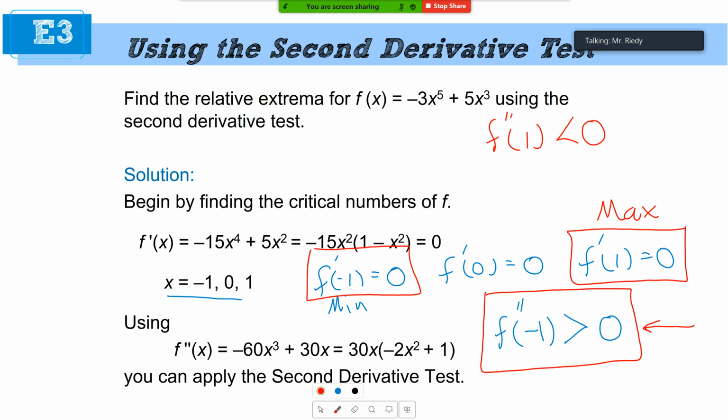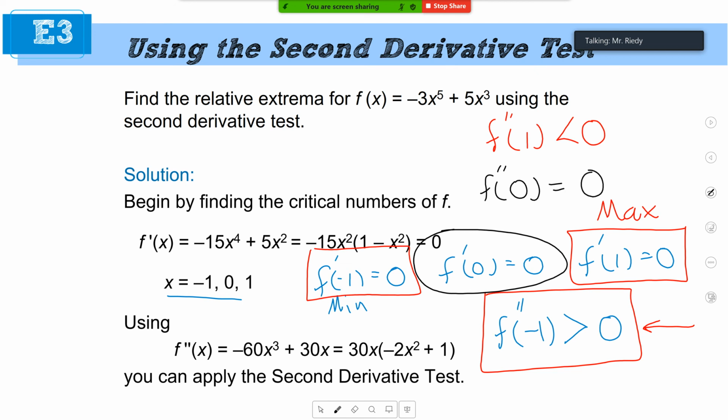I saved the worst for last. What about 0? Well, F double prime of 0 is equal to 0, which means absolutely nothing. I cannot determine if 0 is a max or a min using the second derivative test. I'd have to go back to the first derivative test. And the reason I chose this quintic was because it shows you all three examples.